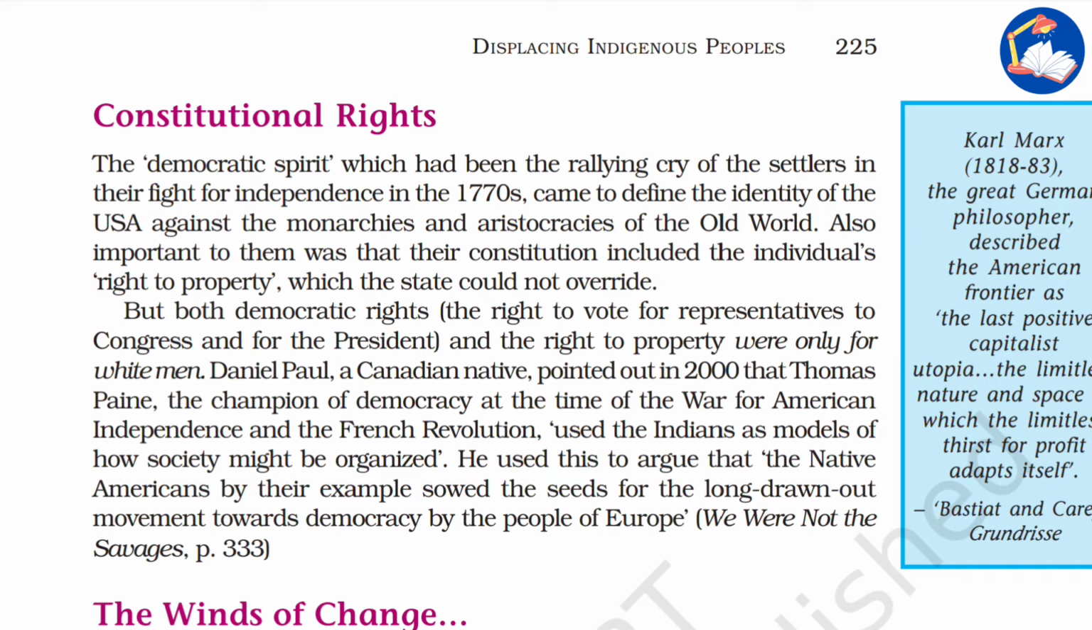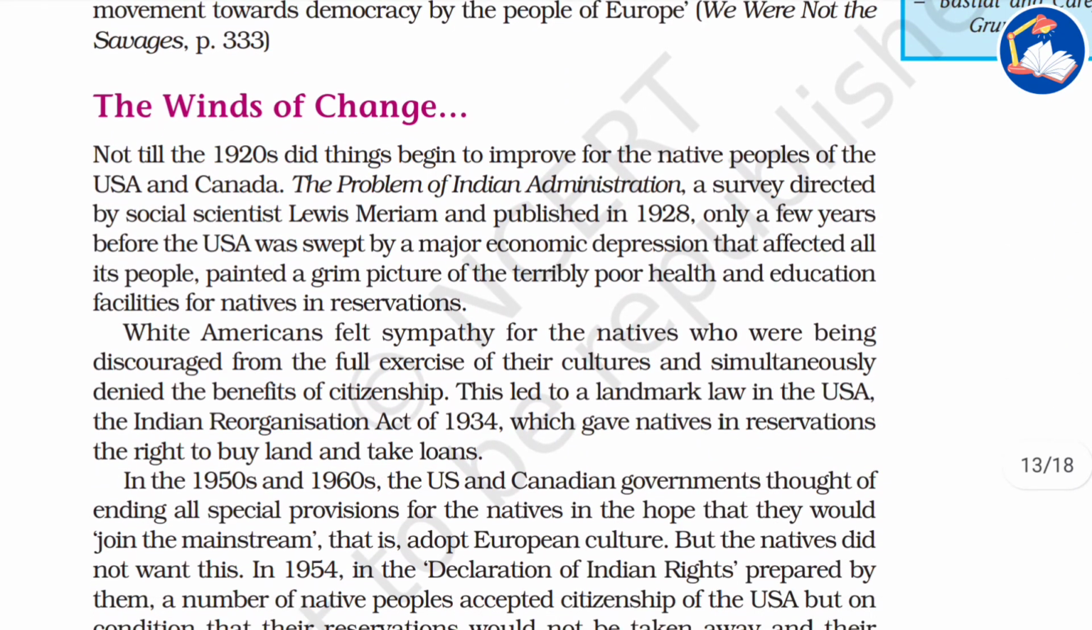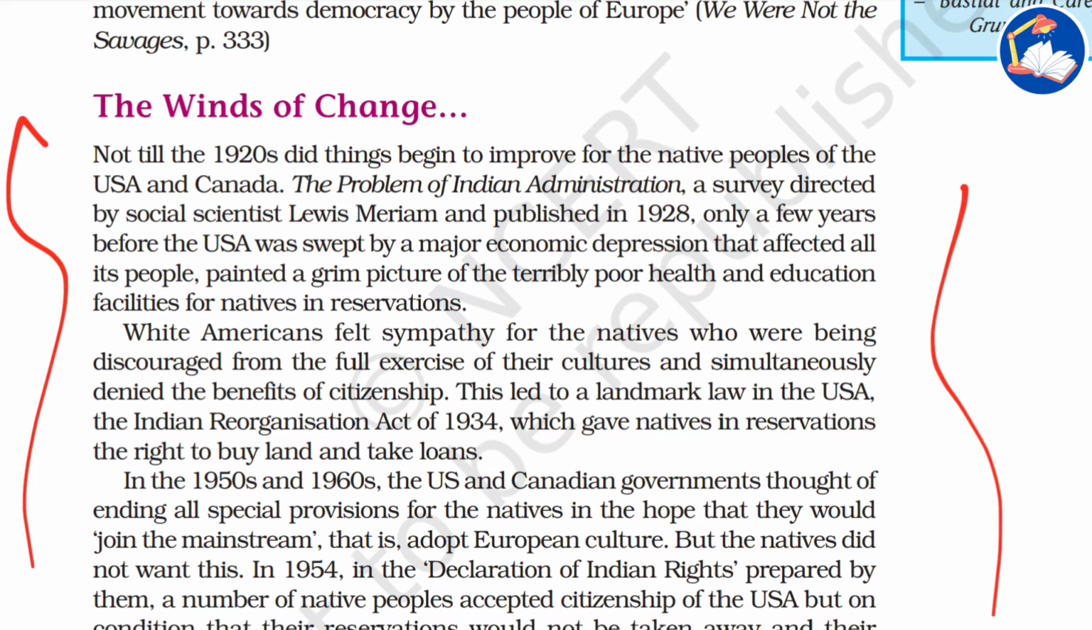But both democratic rights, the right to vote for representatives to the Congress and for the president, and the right to property were only for white men. That was a problem. Now, in the 1920s, very recently, only then did things begin to improve.